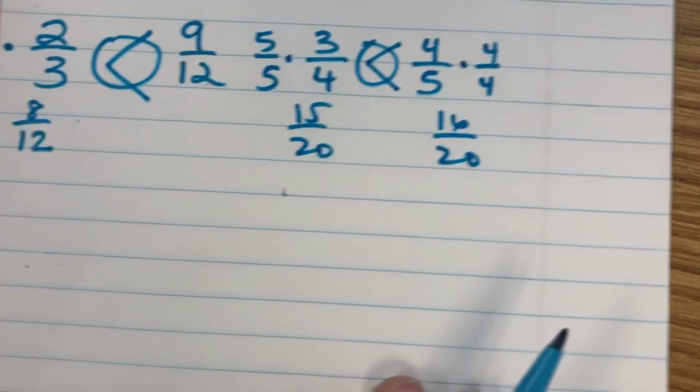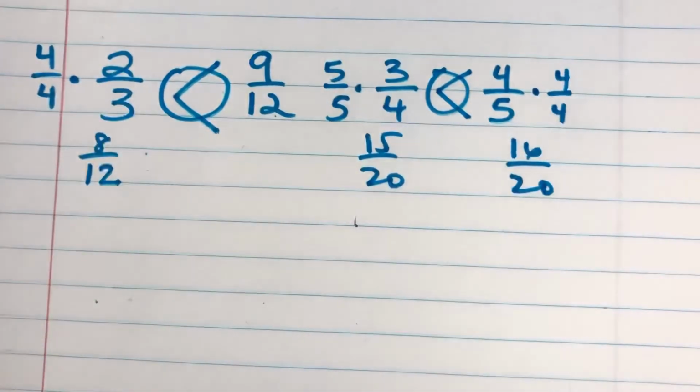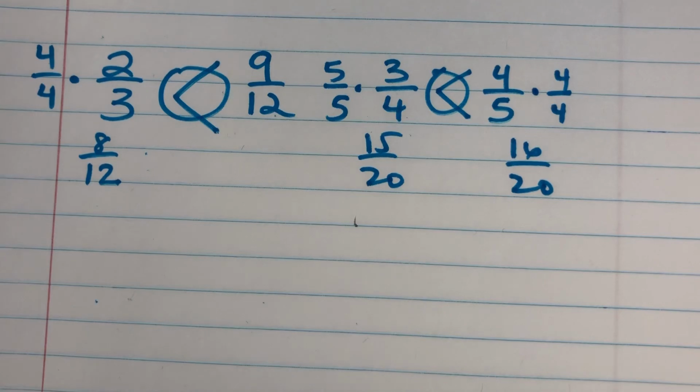So when you're asked to compare fractions, step 1, get a common denominator. And step 2, compare them. It's much easier to do. Good luck.